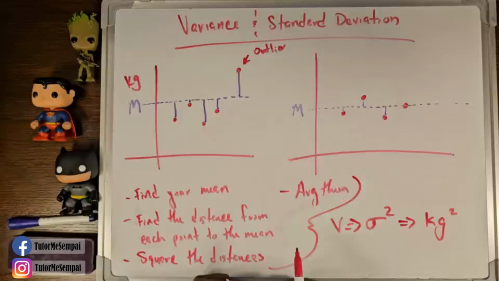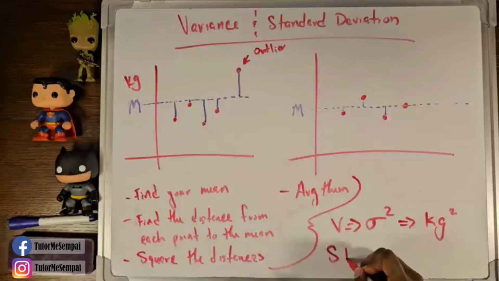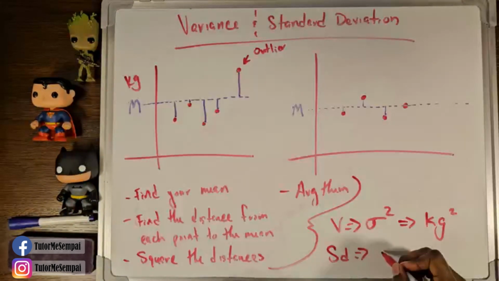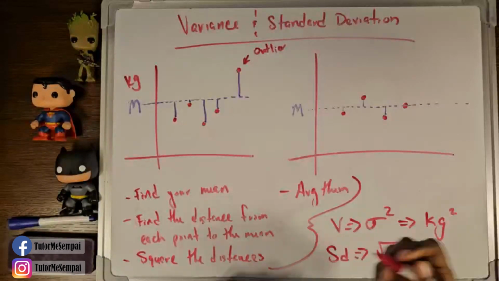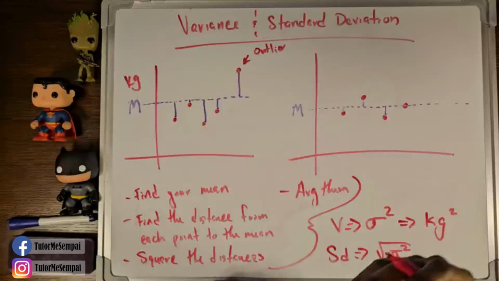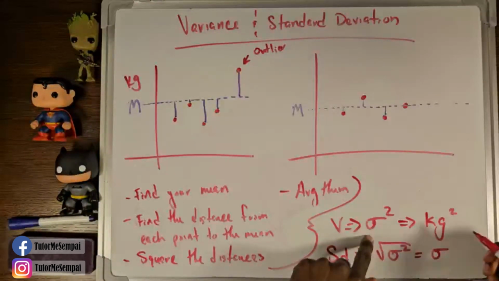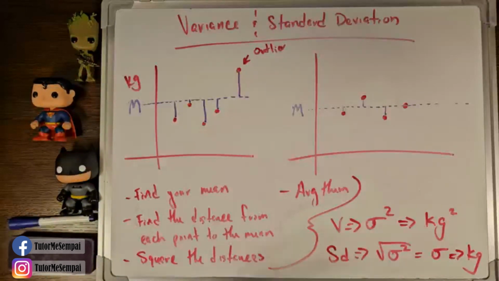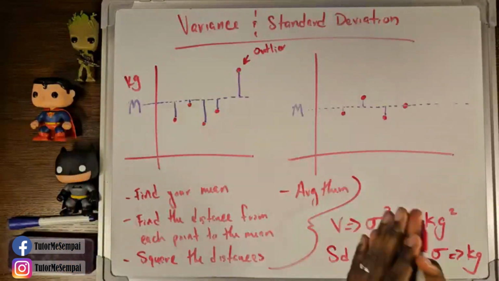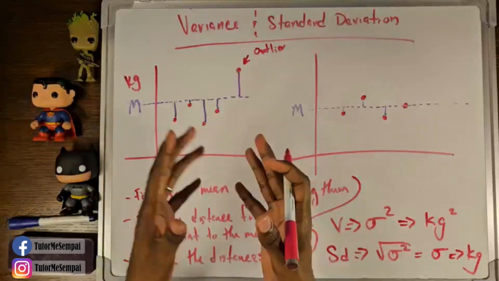That's where standard deviation comes in. It takes your variance and your SD is going to square root it. It's the square root of your variance. You see, they're interconnected here, which leaves you with just sigma. So if sigma squared was kilograms squared, your sigma is going to just be kilograms. Now you can more easily talk about the distance between your data points because your units are going to be in the same units as your data points.